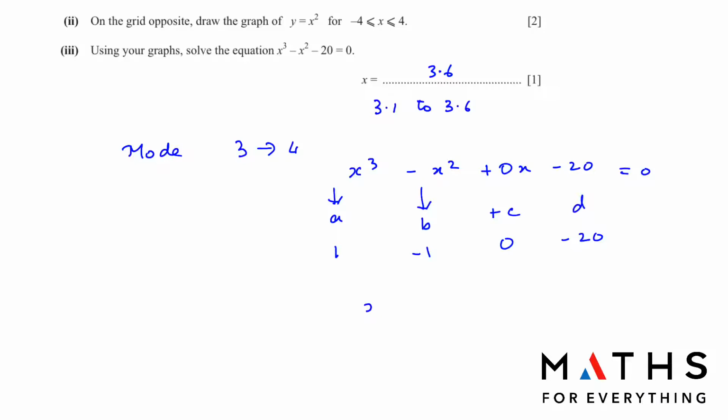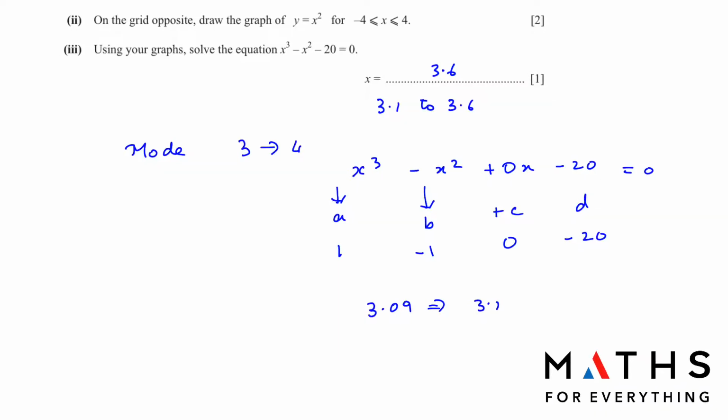You will get 3.09, which if you round it, it will become 3.1. Some calculators you can use mode 5, 4. So this is one way of checking whether your answer is right or wrong. But otherwise, we can just look at the graph and get the answer.